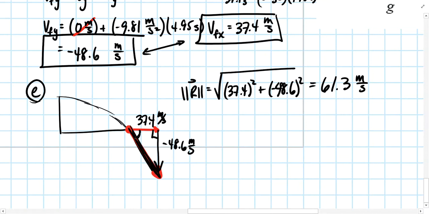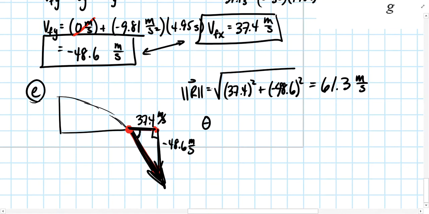So along the diagonal, this thing is moving at 61 meters per second. But if we were to look at the two components, it's diagonally moving at 61, but forward it's only moving 37 meters per second forward and falling at 48 meters per second at that particular moment.